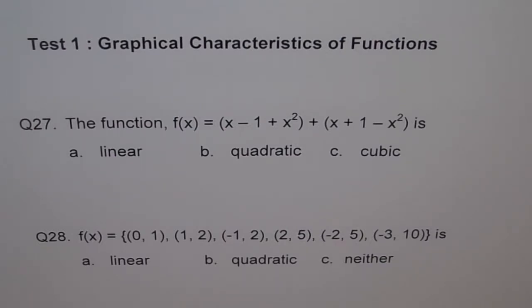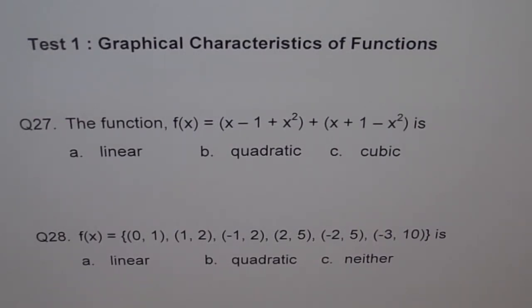Question 27. The function f of x equals x minus 1 plus x squared plus x plus 1 minus x squared is linear, quadratic or cubic? Question 28. F of x, and we have got a set of values here, and you have to find out whether it represents a linear function, a quadratic function, or neither. Okay? Once you're done with your answer, check with the solution.